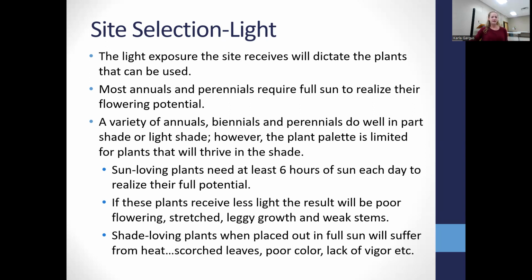So sun-loving plants need at least 6 hours of sun each day to reach their full potentials. If they receive less light, they're going to be poorly flowering. They're going to be stretched. They're going to be kind of leggy and have weak stems. And then, of course, shade-loving plants, you put them out in the sun and they're going to get scorched.